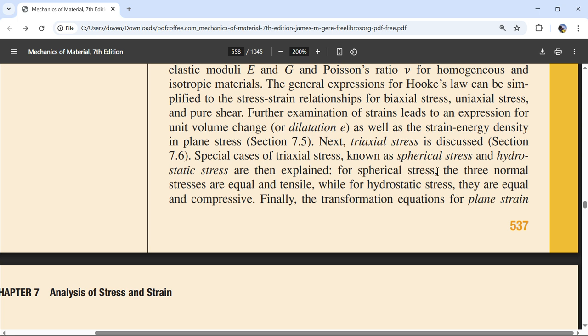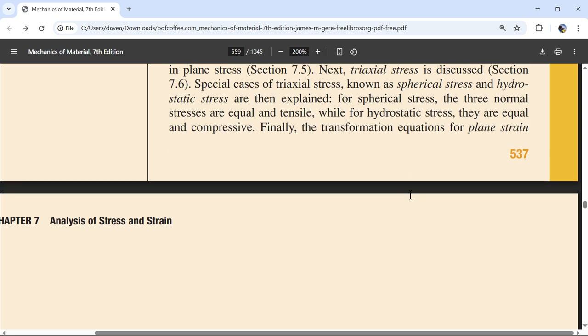So that's for spherical vessels. The three normal stresses are equal and tensile, while for hydrostatic stress, they are equal and compressive. Cool. So spherical stress and hydrostatic stress, both of those are going to be talked about. I didn't quite understand what that was saying.